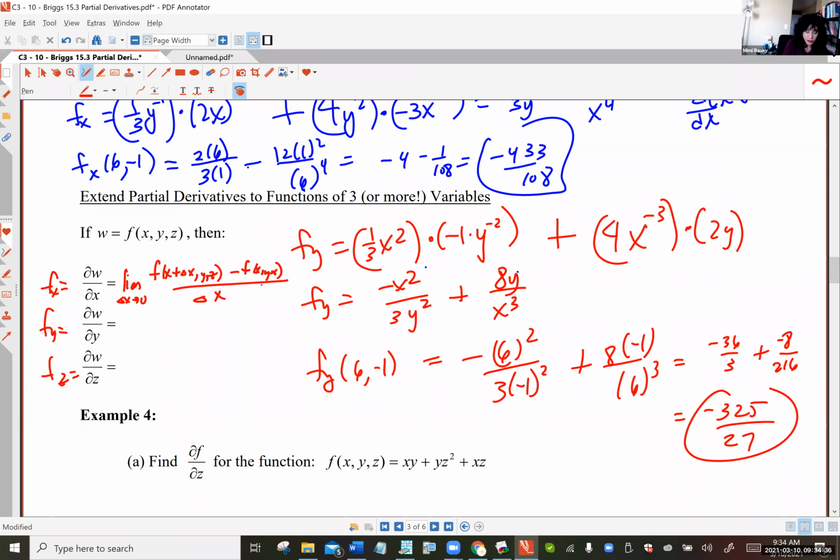You have that difference quotient again. Here's your limit definition. We're not going to use the limit definitions to find these derivatives, thank God. But I just like you to see them. So for your enlightenment, f of x, y plus delta y, z minus f of x, y, z.